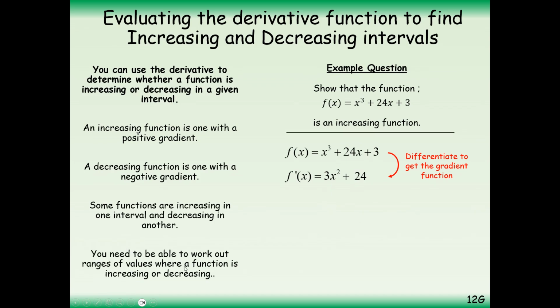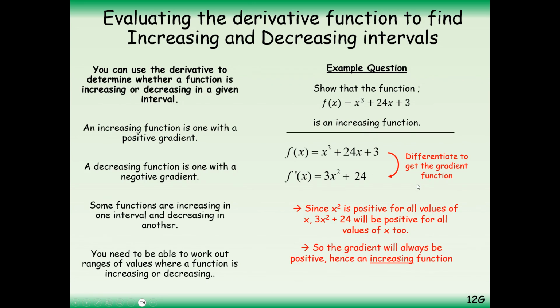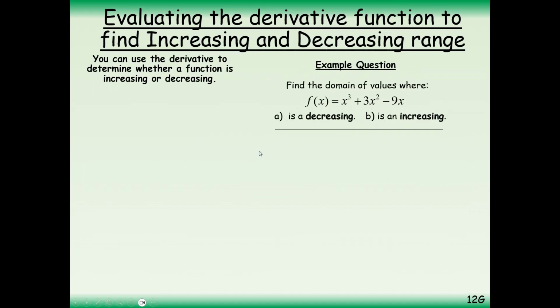So that's why you write a little sentence for the examiner. You say x squared is always positive for all values of x, therefore this expression will always be positive. So the gradient will always be positive, hence it is an increasing function. Alright, so there you go. There is a graph for it as well.